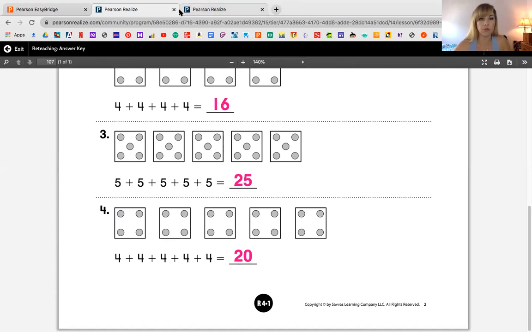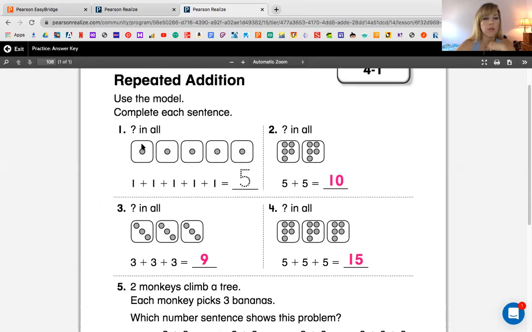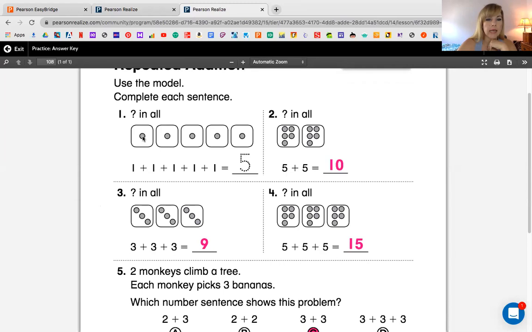Now, if we go to your practice page, you did repeated addition as well. And then it says use the models to complete your sentence. So for number 1, I have 1, 2, 3, 4, 5. So they added the number 1 five times. So 1 plus 1 plus 1 plus 1 plus 1 equals 5.